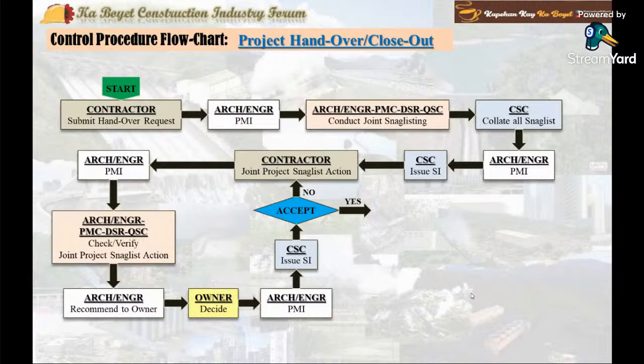Take note, the signatory of the work certificate of completion is the person authorized in the conditions of contract. This may vary, and the person may be the owner or the architect, project architect engineer, or the consultant.